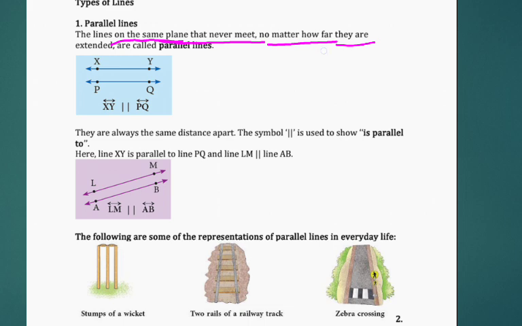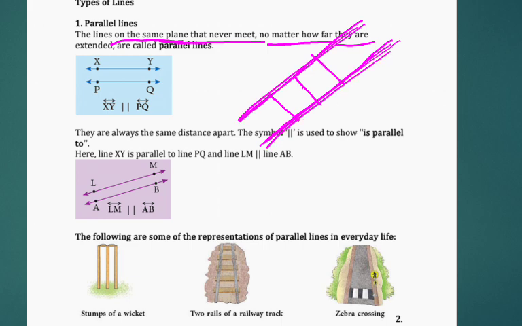The next example is the railway track. Have you seen the railway track? Yes. The railway tracks are the best example of parallel lines, right? They will never meet. See here, railway tracks will never meet. These two lines are said to be parallel lines.